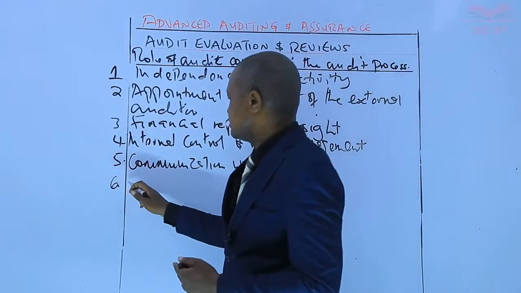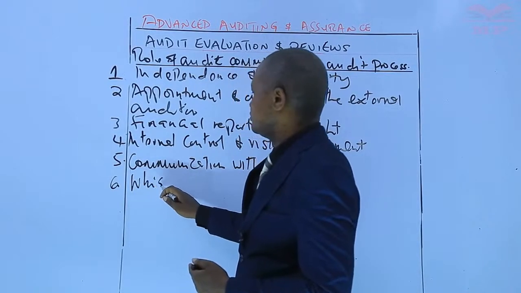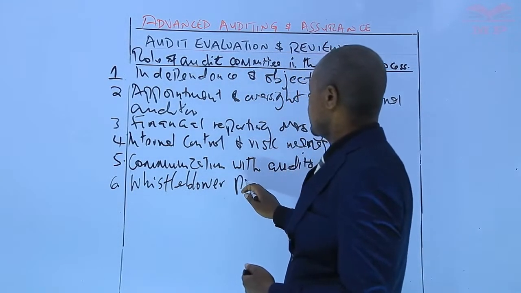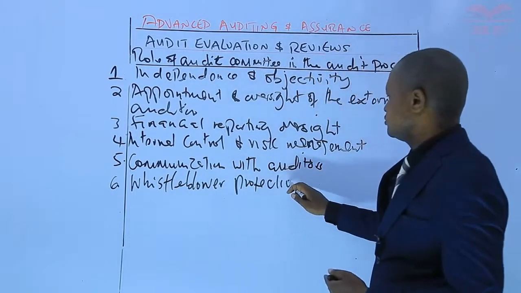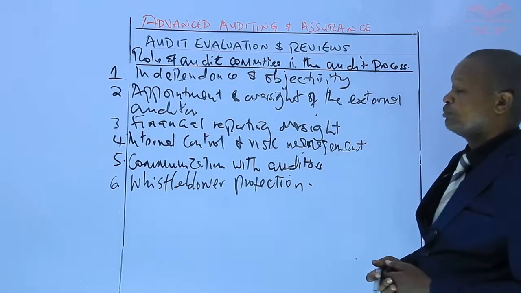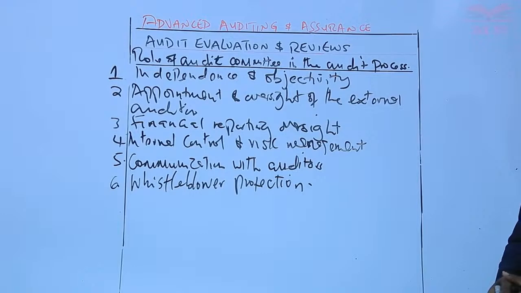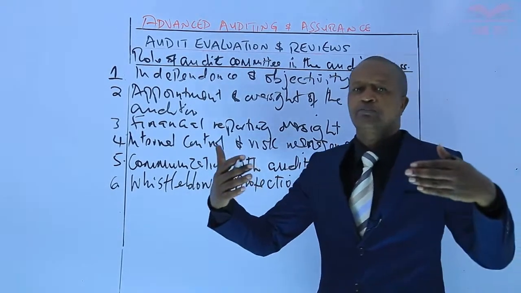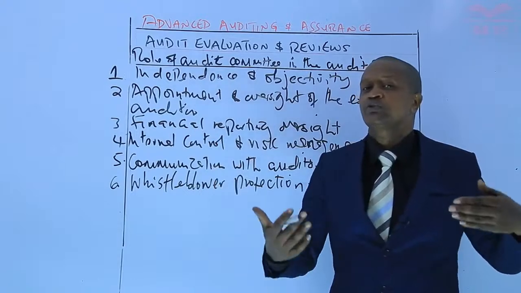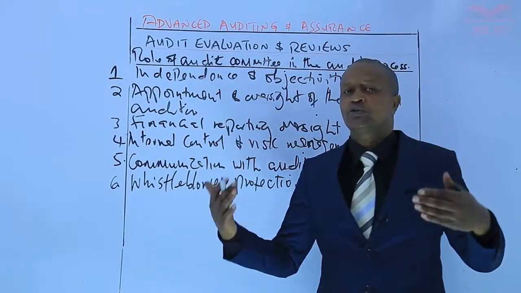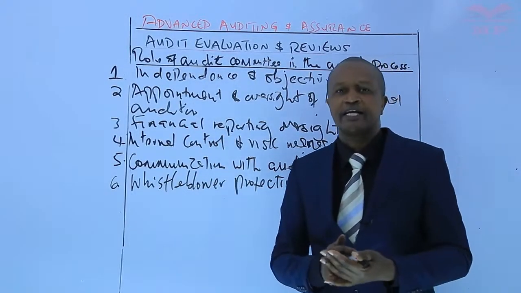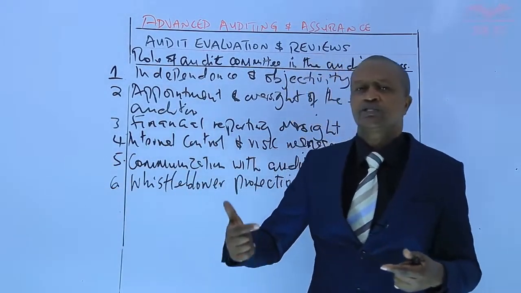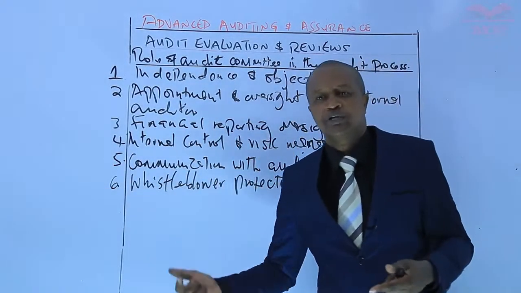Number 6, whistleblower protection. The audit committee establishes and oversees mechanisms to enable employees and even stakeholders to report any concerns or suspected improprieties confidentially without fear of reprisal.